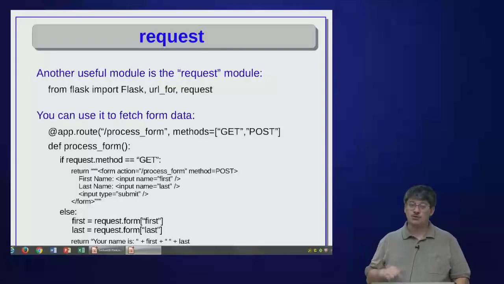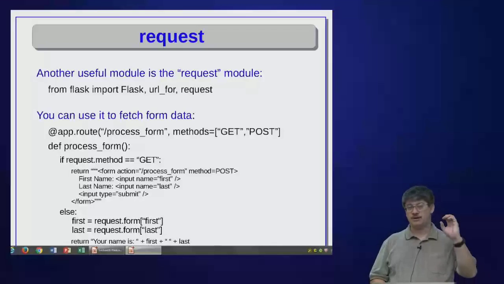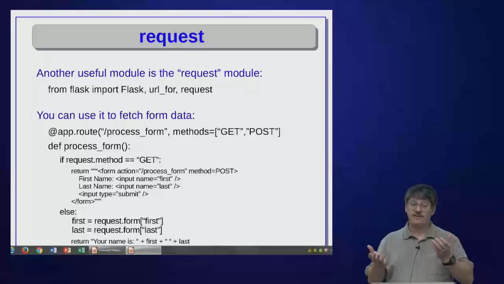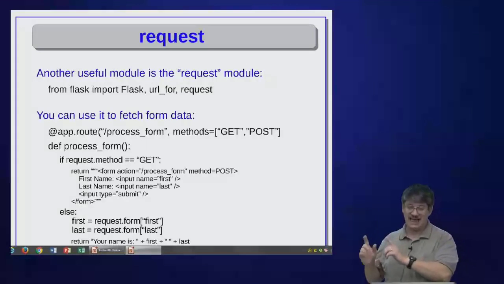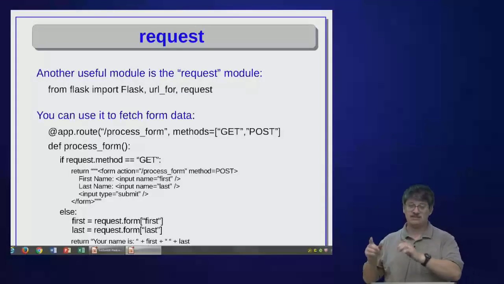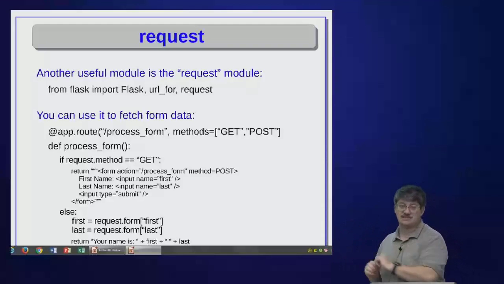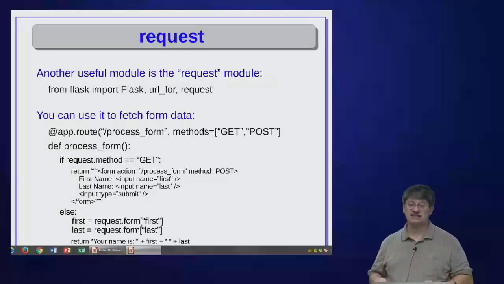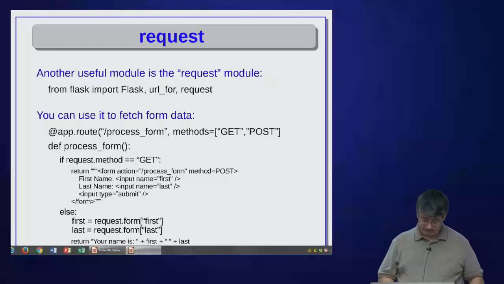If it was a POST request, I'm going to trigger the process_form URL. But my if statement will catch that, and instead of printing out the form again, it's going to fetch data from the form. So it's going to fetch the first name field and the last name field, and put the first name into a variable named first and the last name into a variable named last. And then it's going to return a string that says your name is first plus a space plus last. So if you type in your first and last name and hit enter, it'll fetch those from the form and print out what they are.